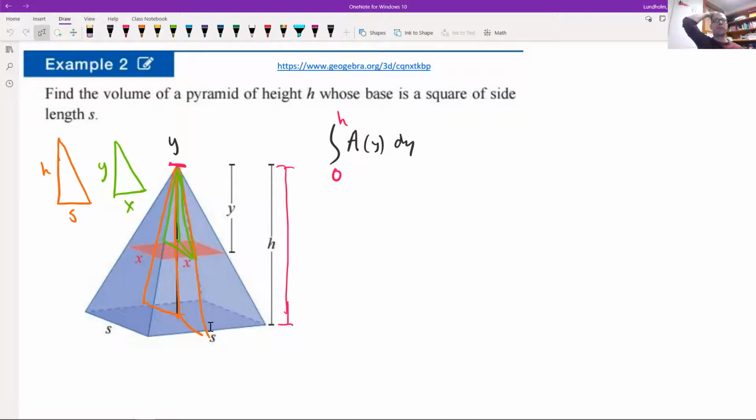Okay, so the formula for the area of the cross section is x squared, but what is x squared in terms of y, or in terms of h and s? Come on. Oh, right. At the end, we would want this to be s.